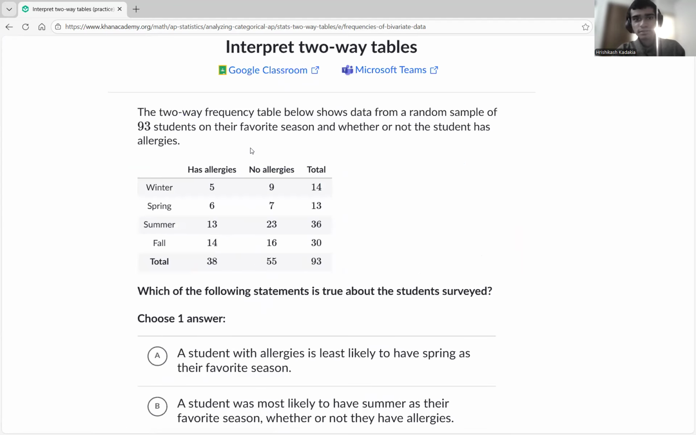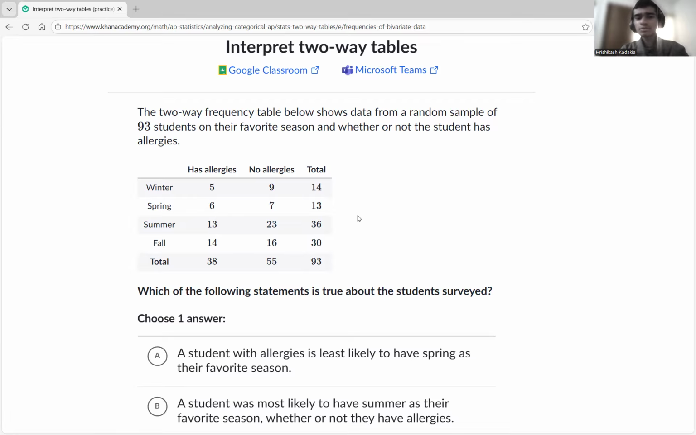Let's take a look here now. The two-way frequency table shows data from a random sample of 93 students on their favorite season and whether or not the student has allergies. So this one is showing data on a random sample of students. There are 93 students; some students have allergies, some don't.